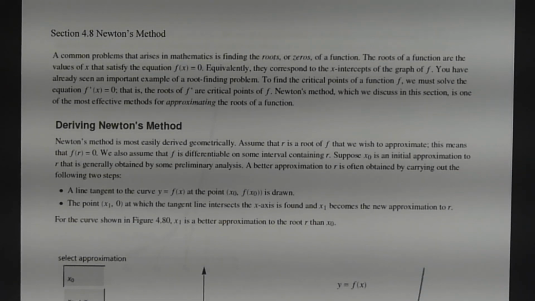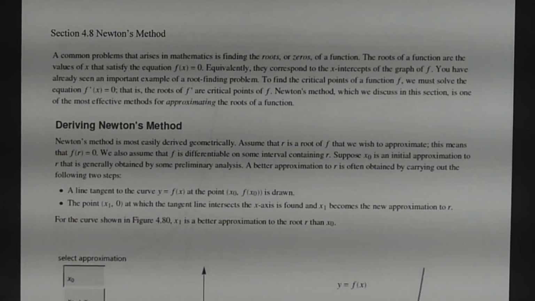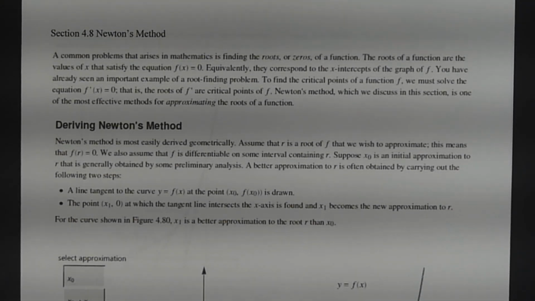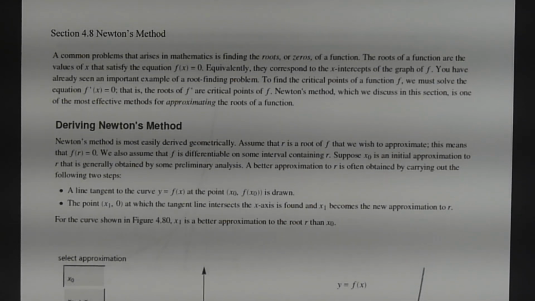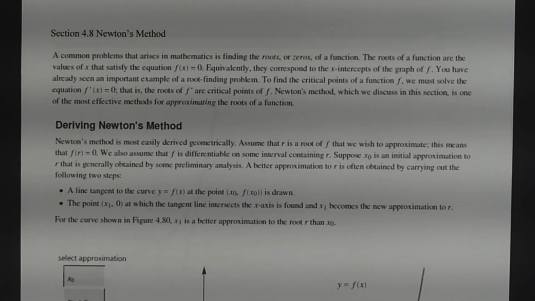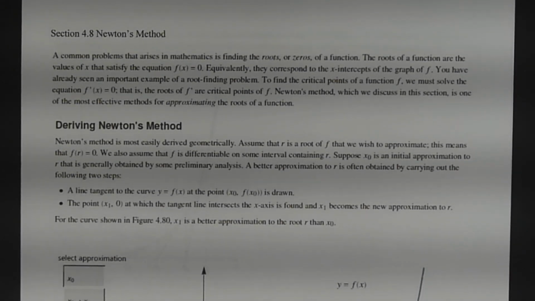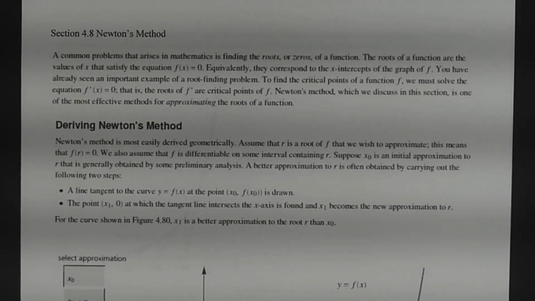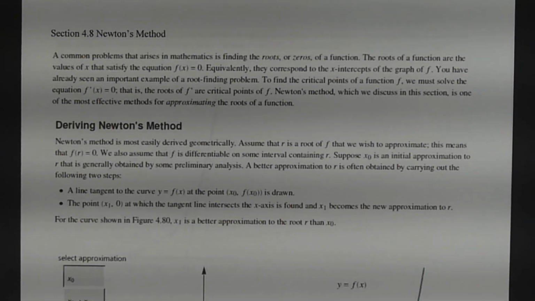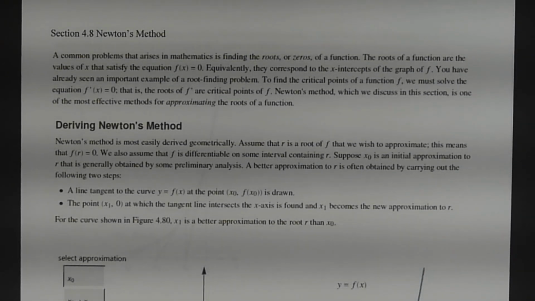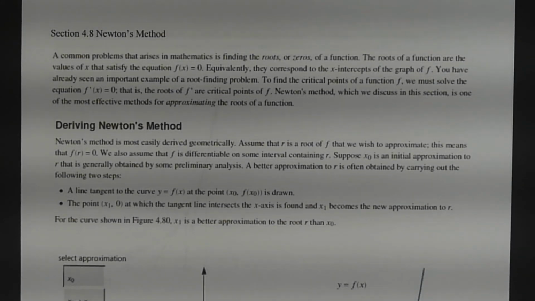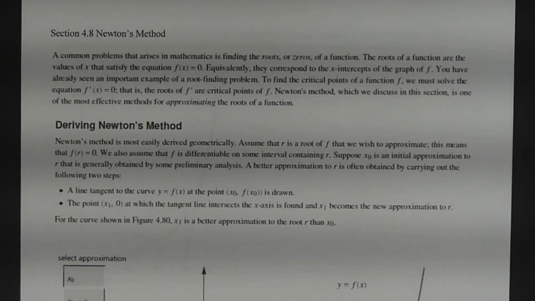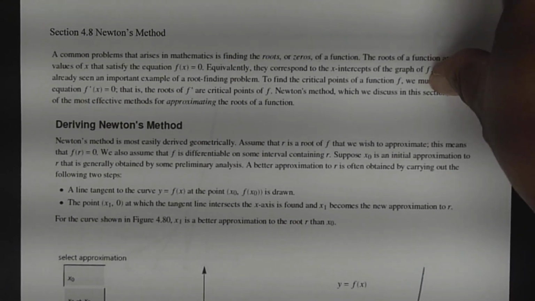And pretty much we've been seeing an important example of a root finding problem. To find critical points of a function f, we have to solve the equation f prime of x equal to 0. That means the roots of f prime are going to be your critical points of f. Newton's method is one of the most effective methods for approximating the roots of a function. So that's the basis of section 4.8.